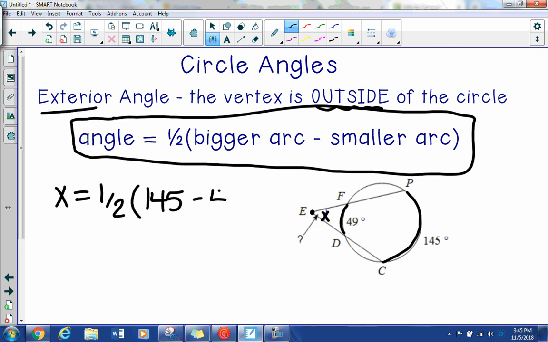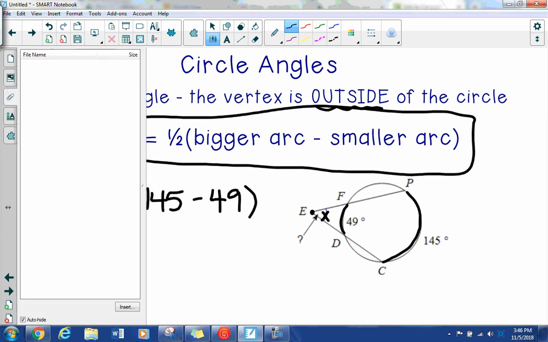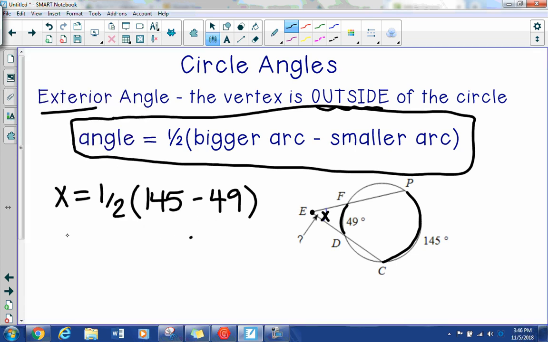And this gives me an equation that I can use to solve for x. First, I would do 145 minus 49. And that would give me that x equals 1/2 of 96. Then I would multiply 96 by 1/2, and I'd get that that exterior angle is equal to 48 degrees.